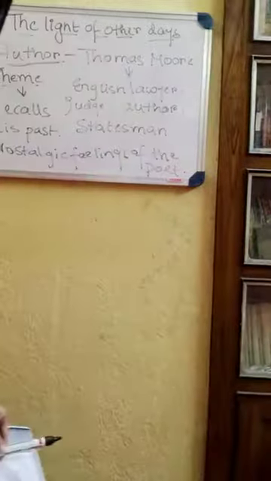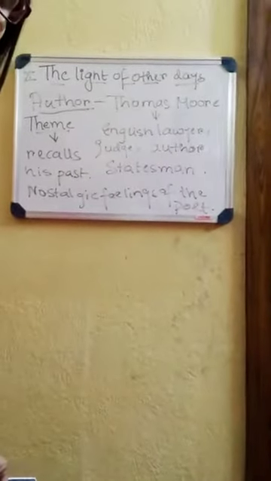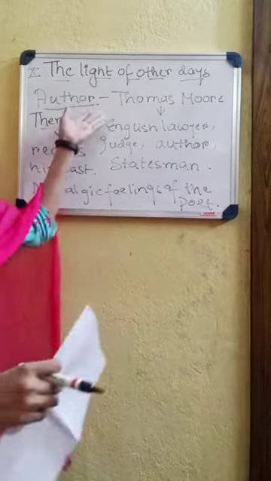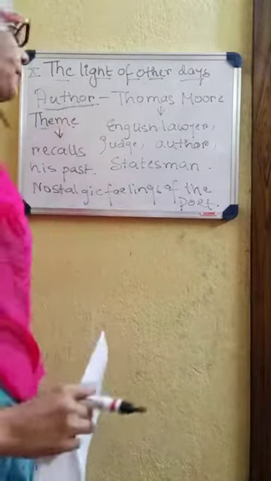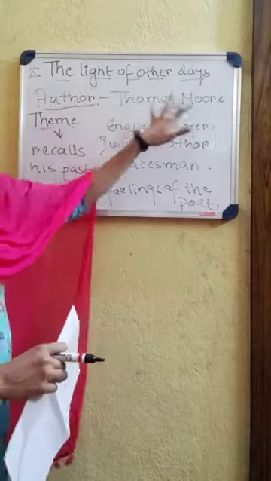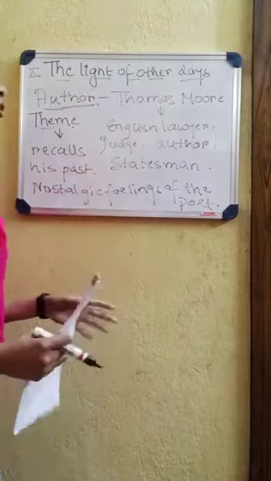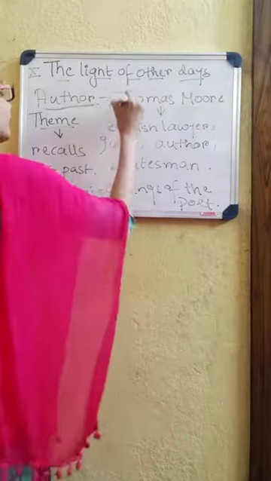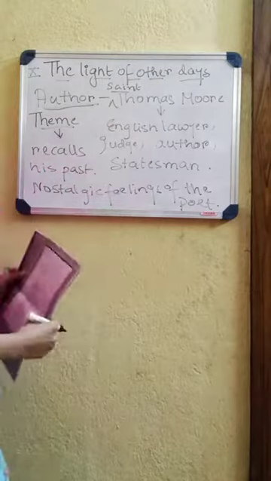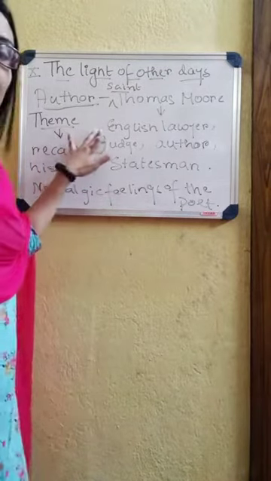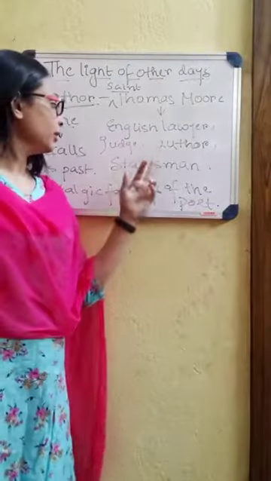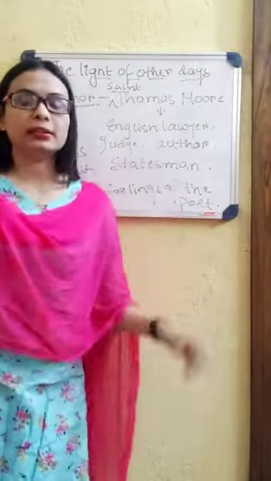So we have written down the name of the poem and some details about the poem. Firstly, we should know about the author. The Light of Other Days is a poem written by Thomas More, or Saint Thomas More, S-A-I-N-T. Now what was his profession? By profession, he was an English lawyer, judge, author and statesman.